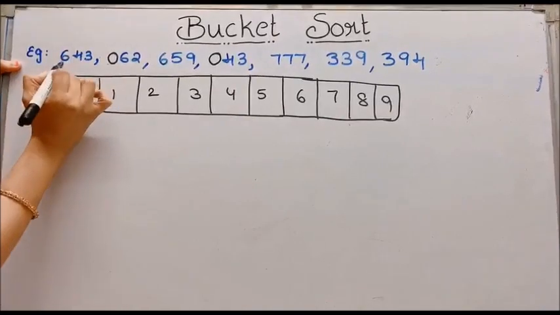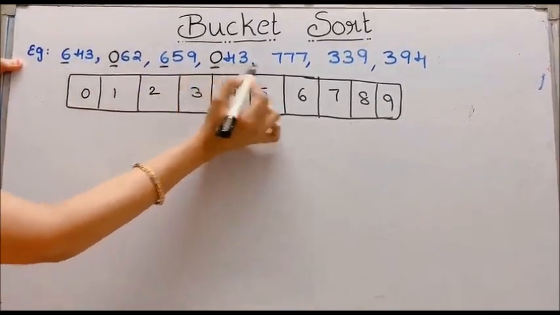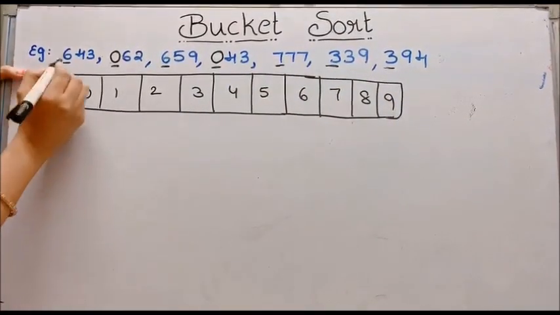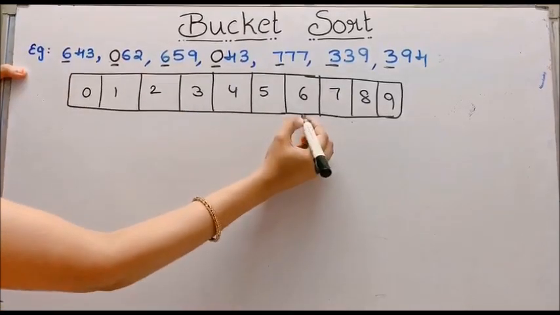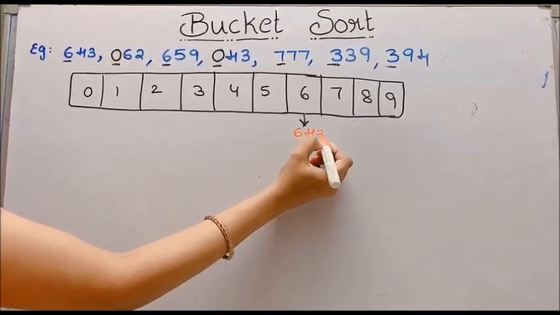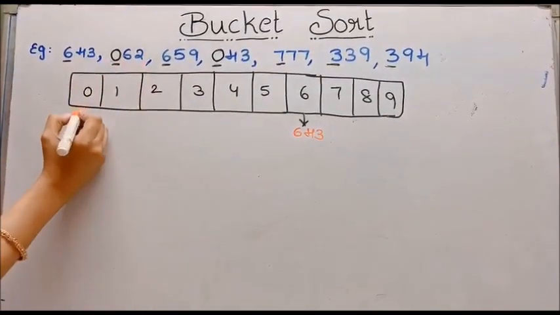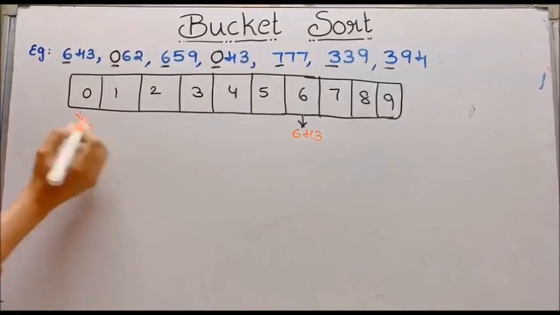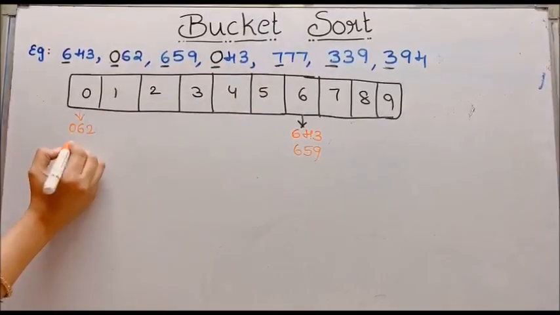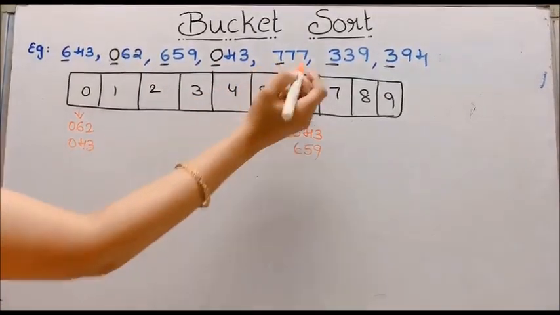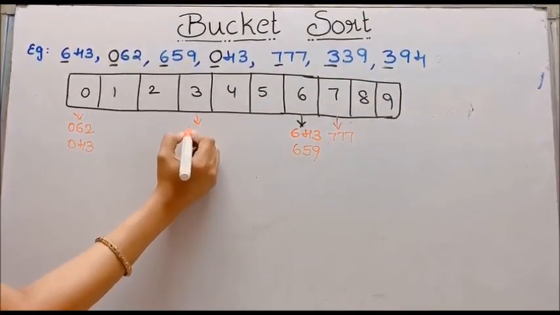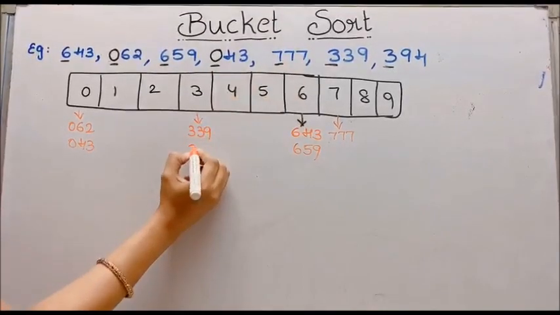Now, based on the most significant bit positions, we will store the respective numbers in the corresponding buckets. The first one is 643. Next, 062. In 0th bucket, 659, 043, 777, 339, 394.